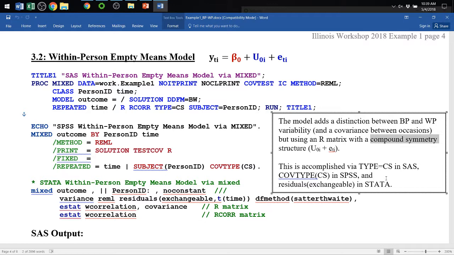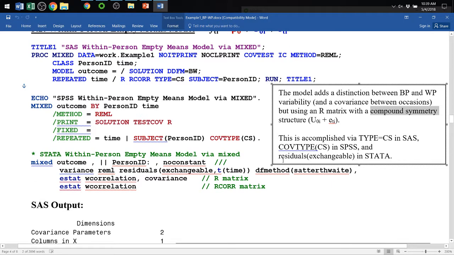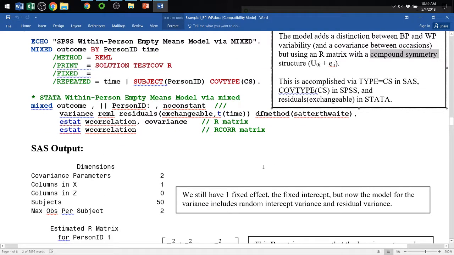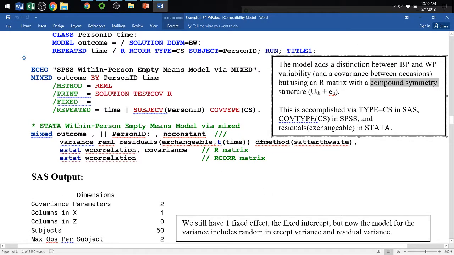That's a very statty word. That means equal variance, equal covariance. It means it doesn't matter whether it's time 1 or time 100. You get the same variance across persons. Likewise, it doesn't matter if you're talking about the relationship between time 1 and 2 or time 1 and 100. That's the same also. So equal variance across time, equal covariance across time. That's what this model is.